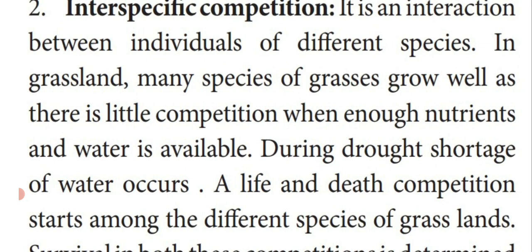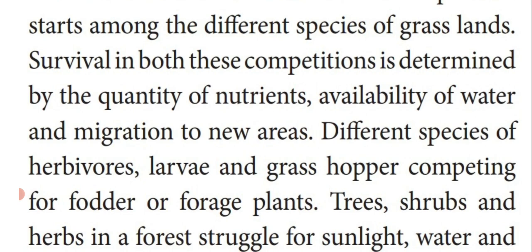When water shortage occurs in that environmental condition, a life and death competition takes place between the different species of the grassland. At the time of competition between the different species of grassland, only one of them survives, and that species maintains the quantity of the nutrients, the availability of the water, and migration to new areas.